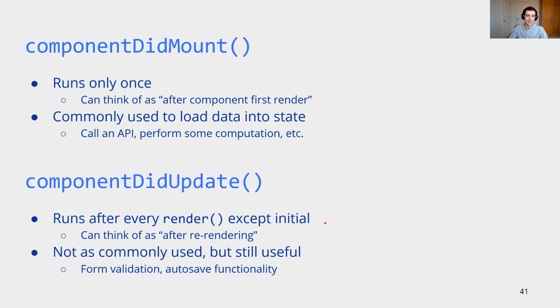An example use case might be if you're validating a form, maybe you want a little green check mark to show up after you verified that an email is not used or something like that. After the component updates, you might want to do some logic to check if that email was valid and then set some state to put the green check mark on the page. Or autosave functionality. So every time someone types something, it will automatically send something to the server.